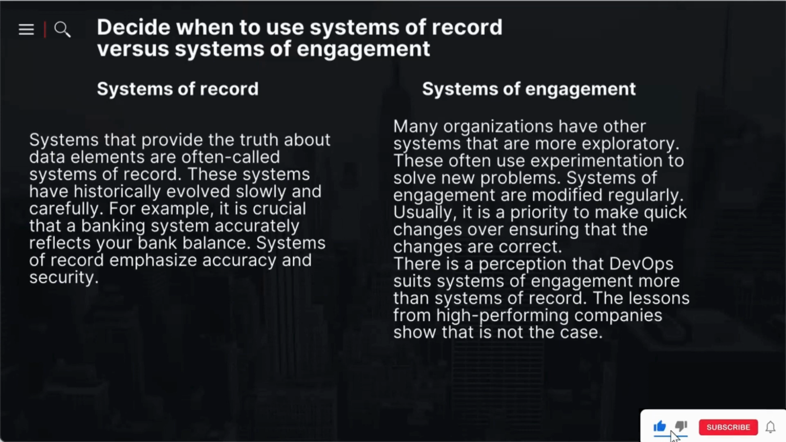But this is all from high performing companies, so that is not the case. DevOps practices apply to both of the systems. The most significant outcomes often come from transforming systems of record, right?